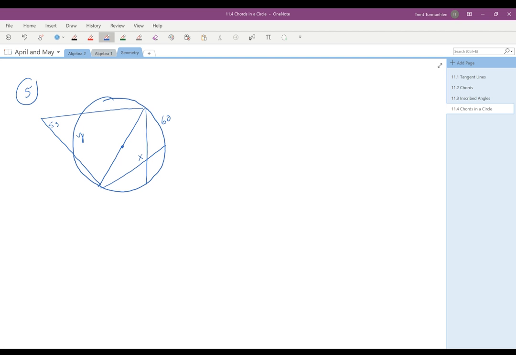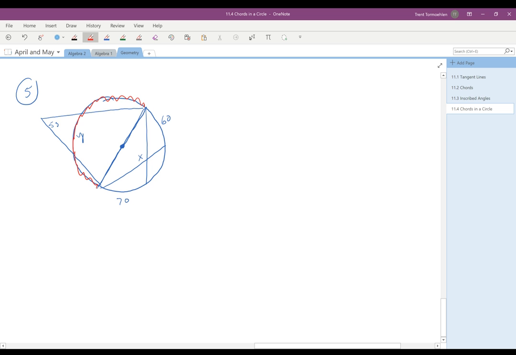Okay, for number 5 from 11.4. Again, there are a couple parts of this. First off, we need to find out what y is, or x is. And the key thing for that is recognizing, because this is the center of the circle and this is a diameter, this arc right here is a semicircle, so it's 180.